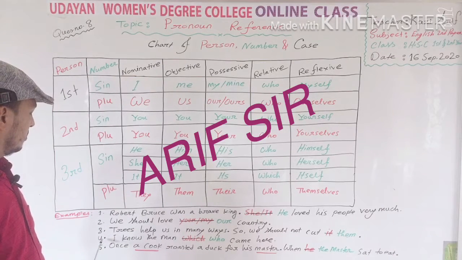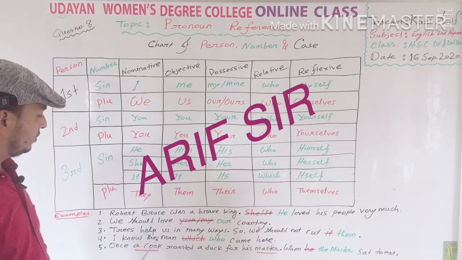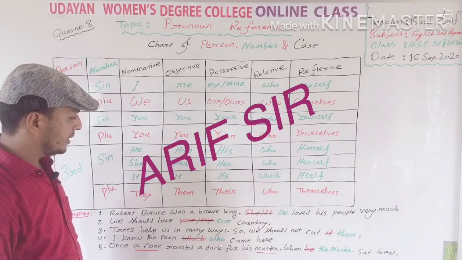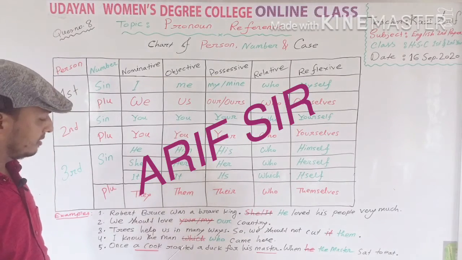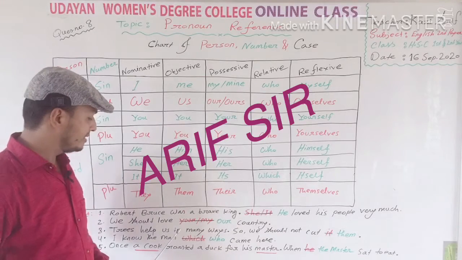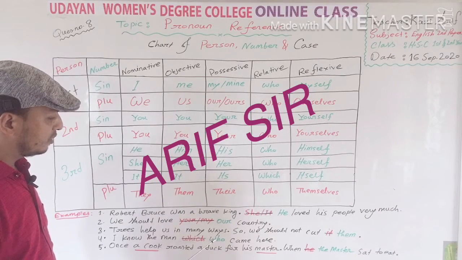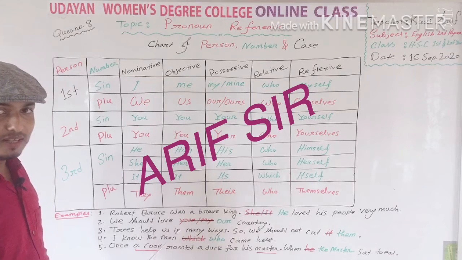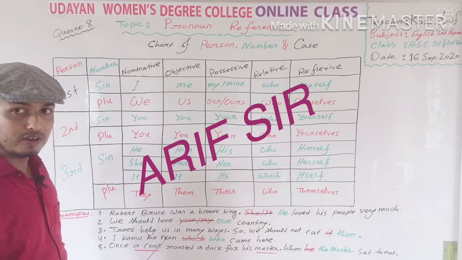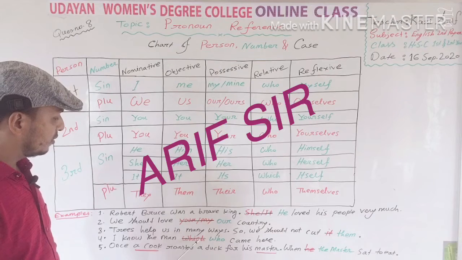Next, go for 4. I know the man who or which came here. What is the correct answer? My dear student, you have to know the antecedent. Here the antecedent is a person, so we should use who, not which. And if the antecedent is not a person, you should use which.